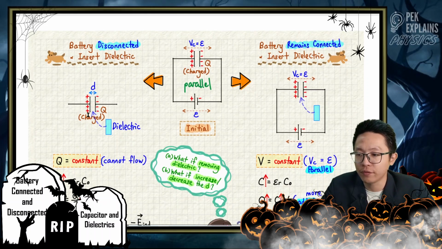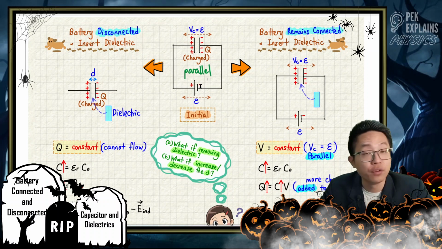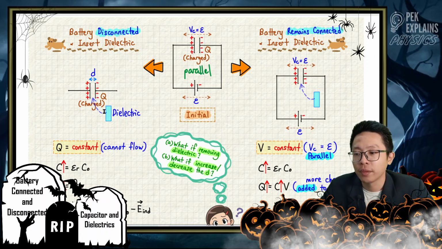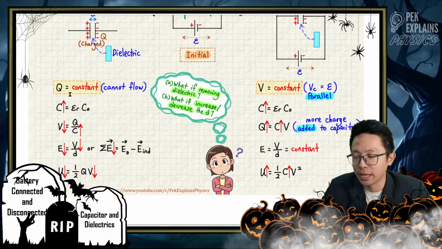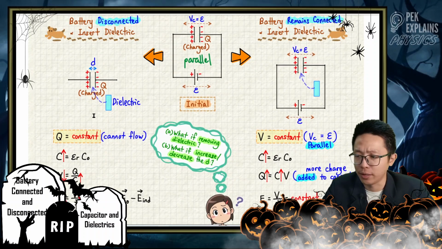What happens if you leave the capacitor alone? Once you disconnect the battery, you insert the dielectric inside. Remember, this dielectric is inserted after the battery is removed. What will happen to all the other values like the charge, the capacitance, the voltage, electric field, and potential energy stored? Let's study one by one.